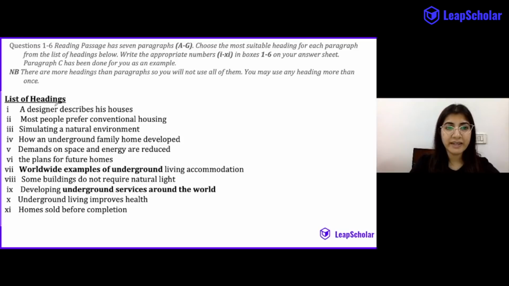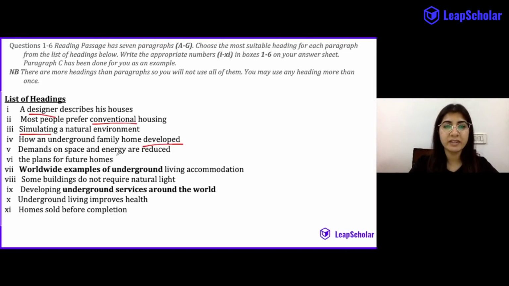A designer describes his house. Alright, I think the keyword could be designer. You would either have the name of the designer or another synonym for designer in your passage. Most people prefer conventional housing. So I think conventional, traditional or conventional could be the keyword. Simulating a natural environment. I think simulating is a good keyword because you could have a synonym which describes simulating or trying to create a natural environment. How an underground family home developed. So whenever you have verbs, these could serve as a synonym.